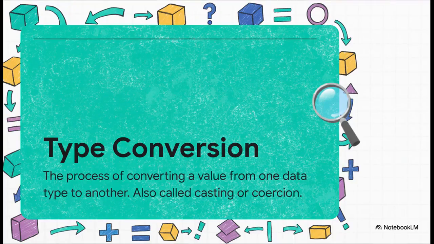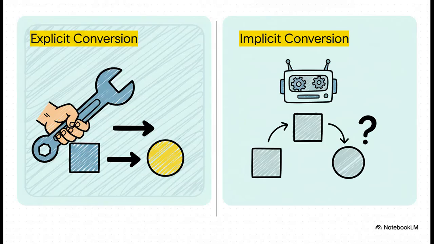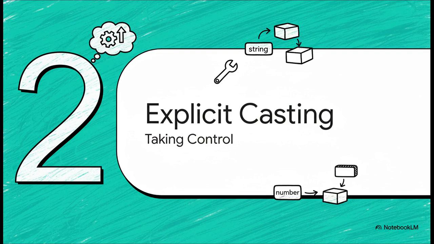At the end of the day, type conversion is really just changing a value's data type, from a string to a number or whatever it needs to be to get the job done. You'll hear a few different names for it: typecasting, type coercion, but they all point back to the same basic idea. And this happens in two main ways. First, there's what we call explicit conversion or casting. That's when you, the developer, are in the driver's seat, telling JavaScript exactly what to do. Then there's implicit conversion or coercion, and that's when the JavaScript engine itself takes over and makes the decision for you automatically.